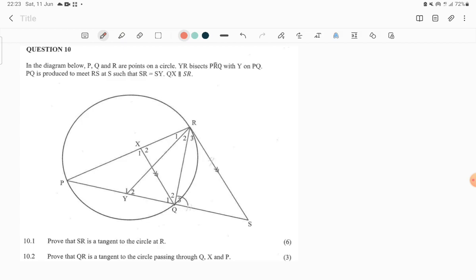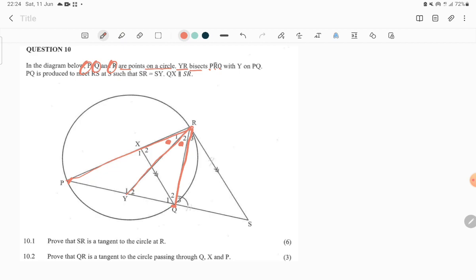Question number 10: in the diagram below, P, Q, R are points on the circle where YR bisects PRQ. Okay, that makes this angle equal to that angle, if YR bisects that angle.